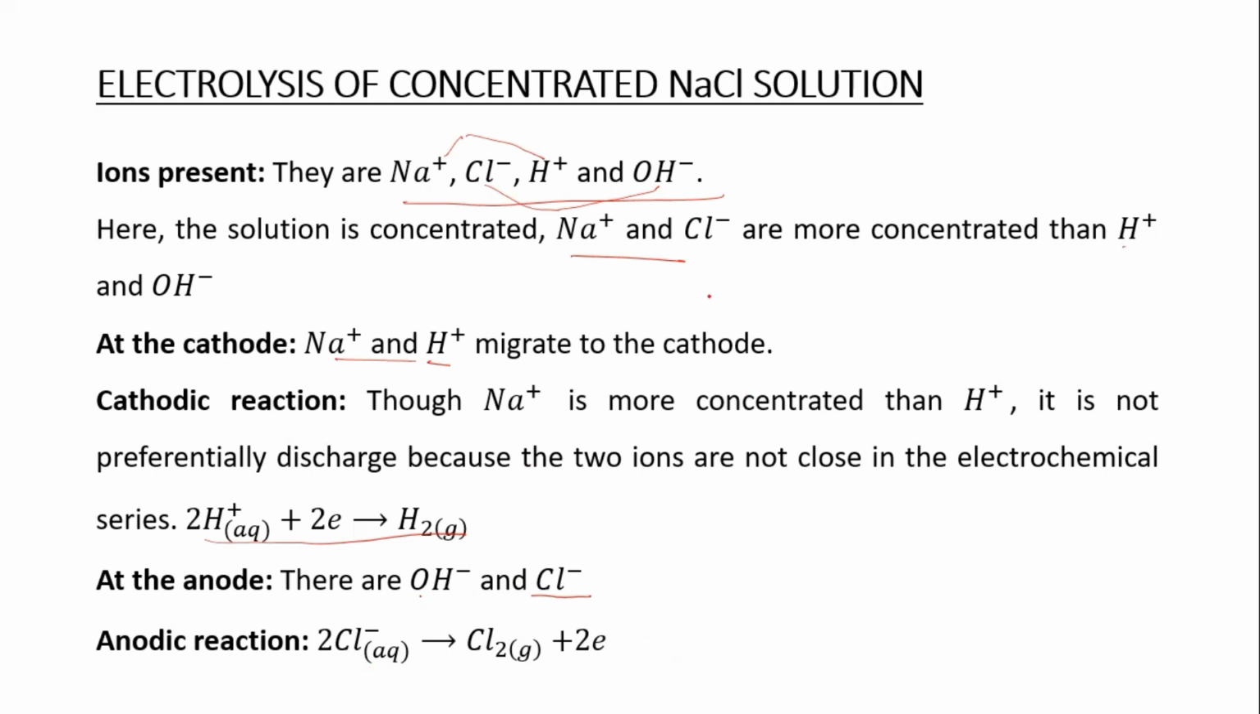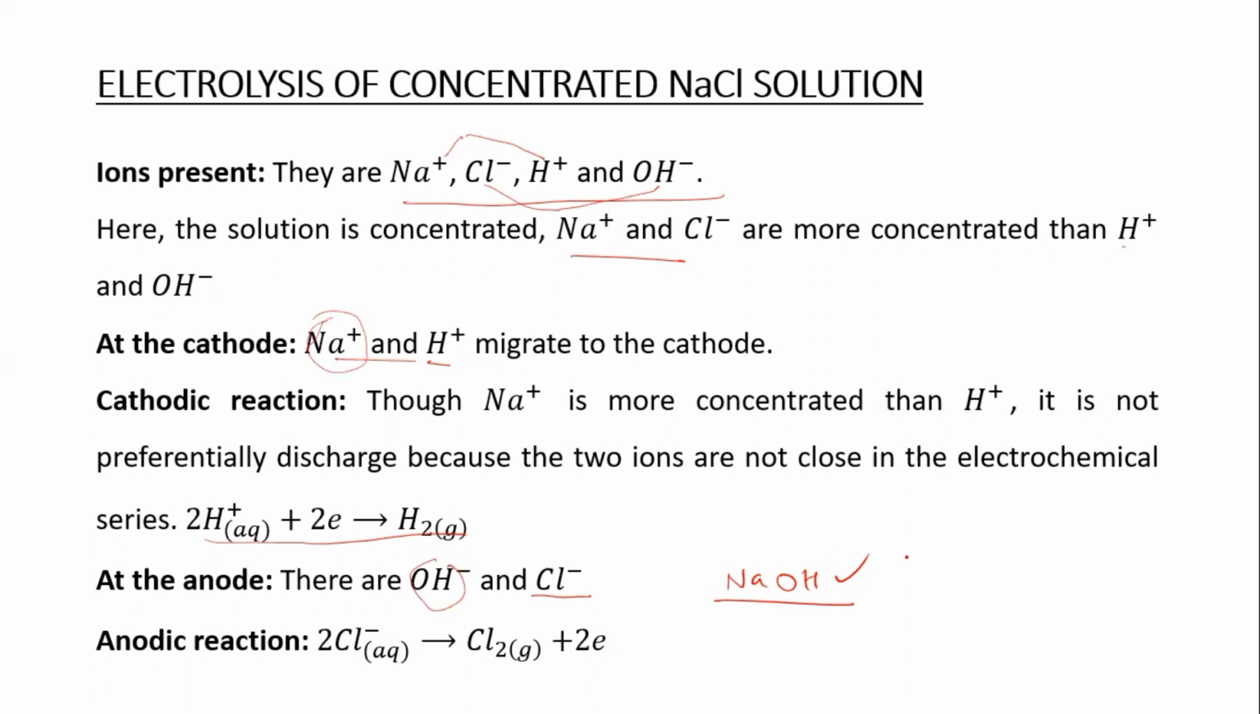All right. So the resulting solution is what now? The resulting solution will be sodium hydroxide, because OH- is left here, and at the cathode, Na+ is left behind. And so the two of them will form NaOH solution. And so that is a basic solution. So the resulting solution will be basic.